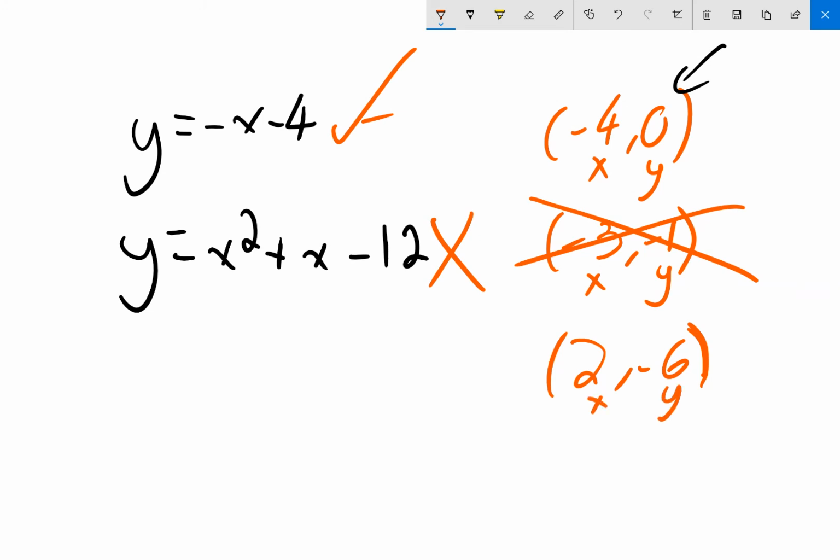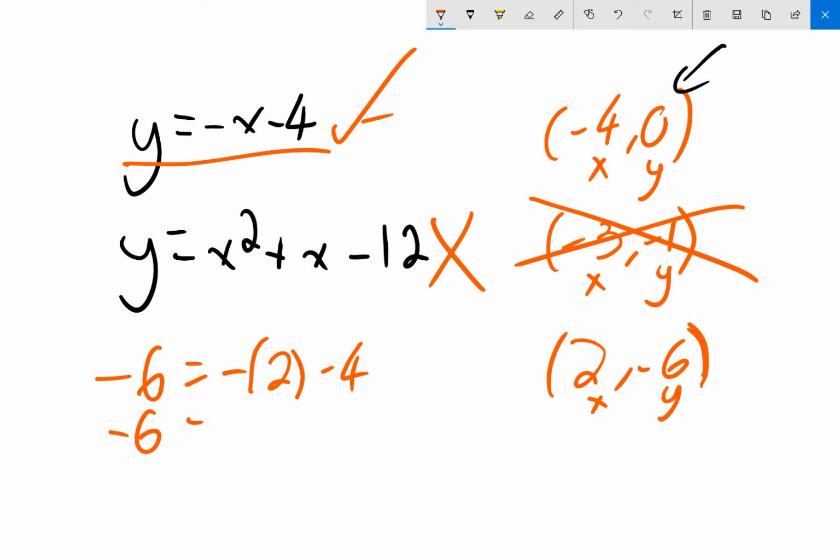We're going to plug into the first equation first. So y is -6 equals -2 minus 4. So this says -6 equals, now -2 is simply -2. No double negative there, like the last few times where it canceled out. That's going to be -2 minus 4. -2 minus 4 is -6, so -6 equals -6. That's true, so it works in the first equation.